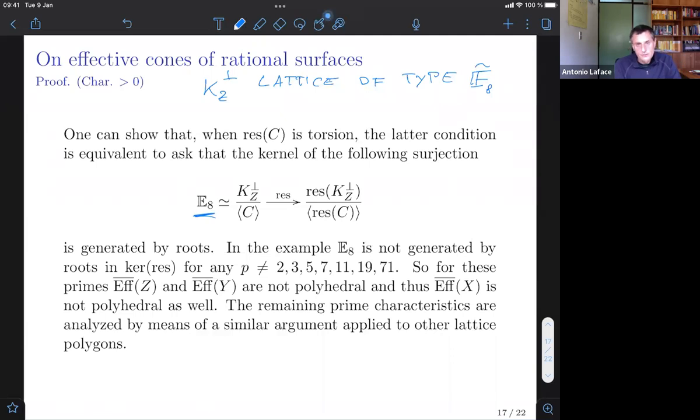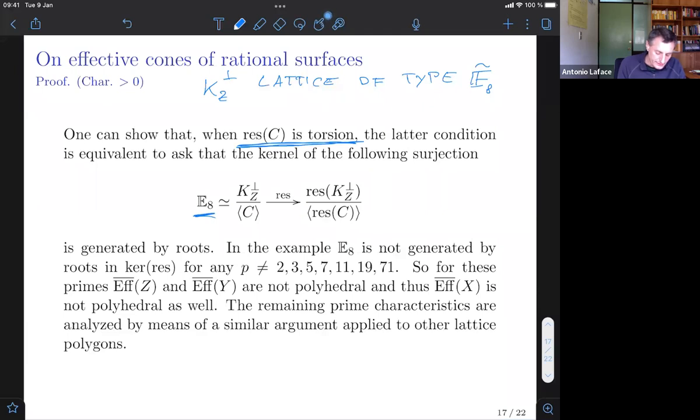So one can show that whenever the restriction of C is torsion, which is our case now, because this was for torsion in the example, the fact that K_Z orthogonal is generated by classes of -2 curves is equivalent to saying that the kernel of this restriction is generated by roots of E8, just using the previous observations. So then one starts analyzing the example, computing these restrictions.